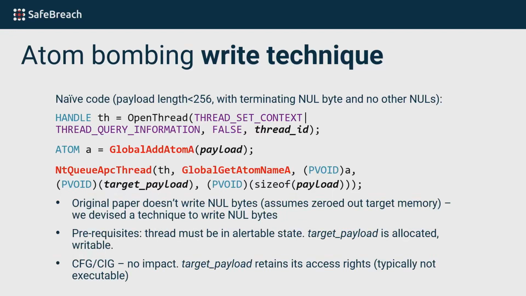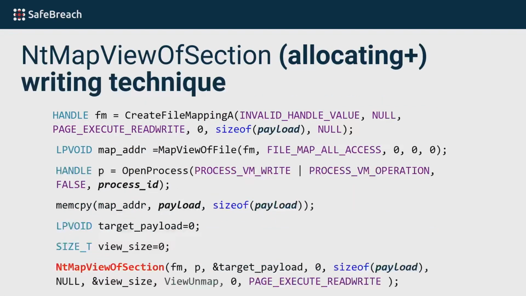The prerequisite here, because we use an APC execution technique, is that the thread must be in an alertable state, but that's not typically a problem. And this is a writing technique, so there's no impact for CFG, and for CIG it's irrelevant because it's not a DLL.